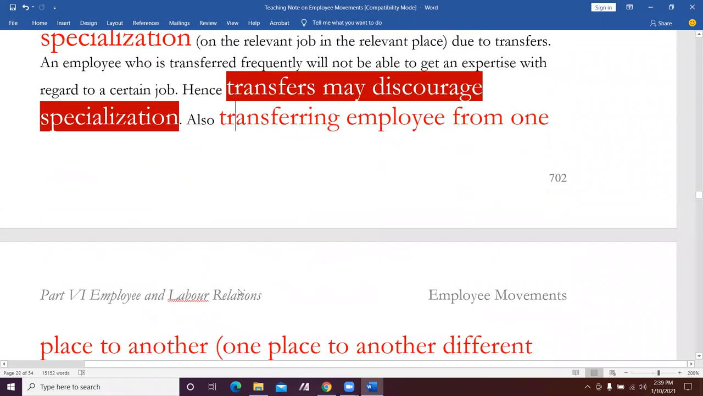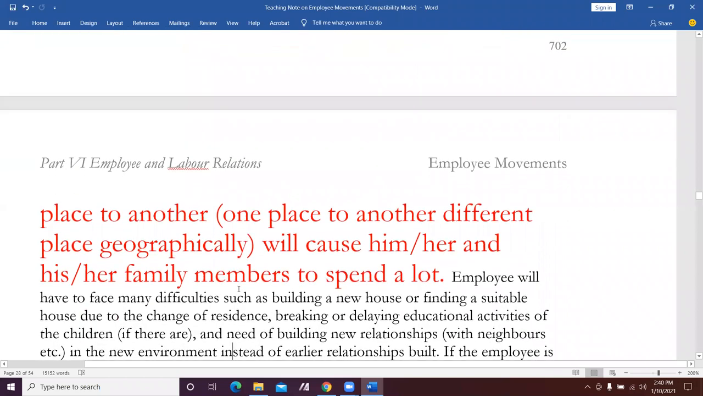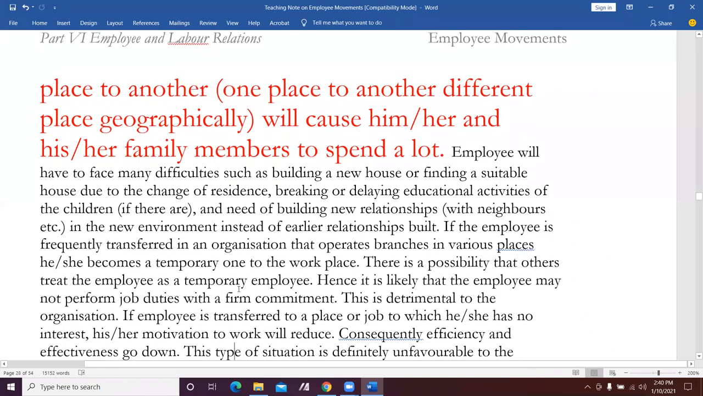Then what are these business needs? What are these real business needs for transfers? You should know. Maybe you have learned previously for your bachelor's degree, if you have done HRM formally. One big disadvantage is that transfers may discourage specialization. So there may be no opportunity for specialization because of transfers. Also, because of transfers, some employees may get personal problems. They will not have an opportunity of settling down in a certain geographical place in the country because of transfers.